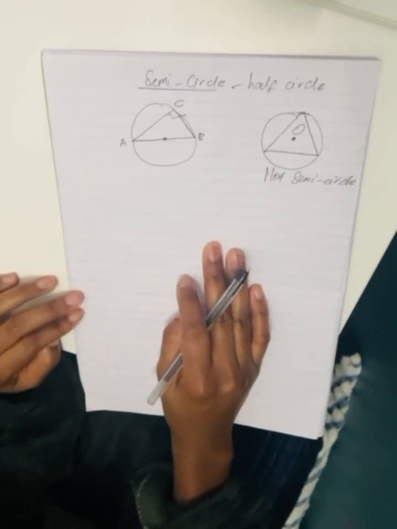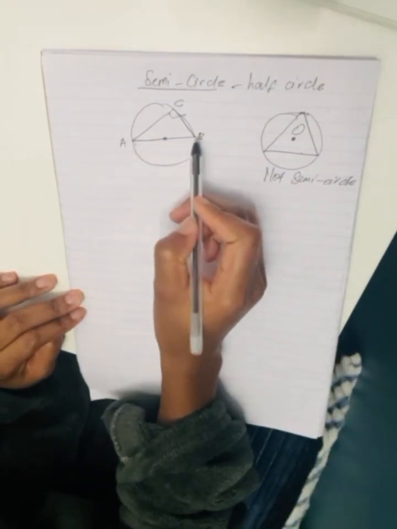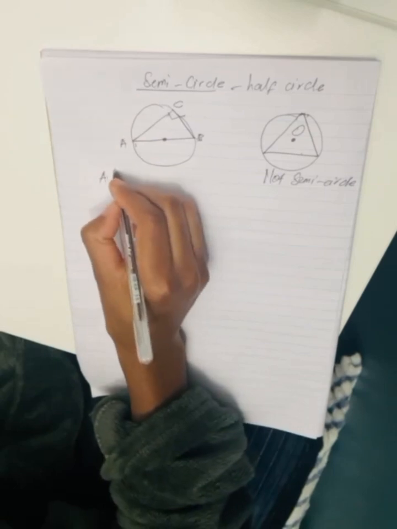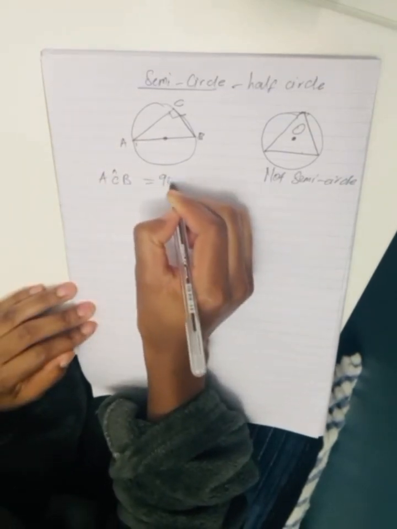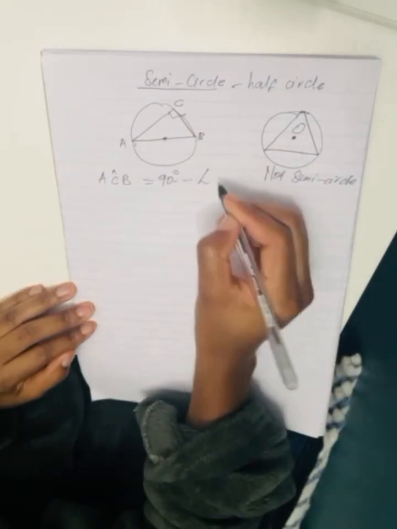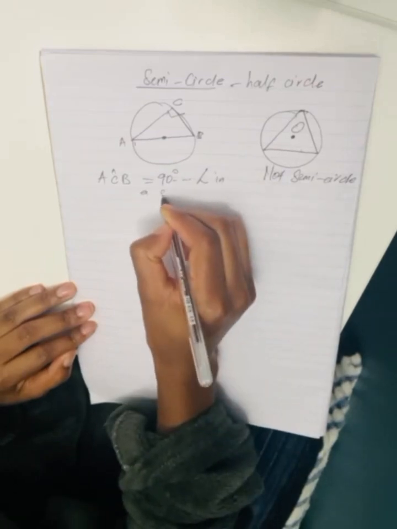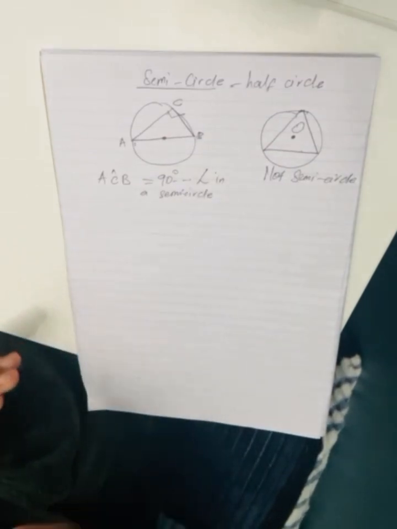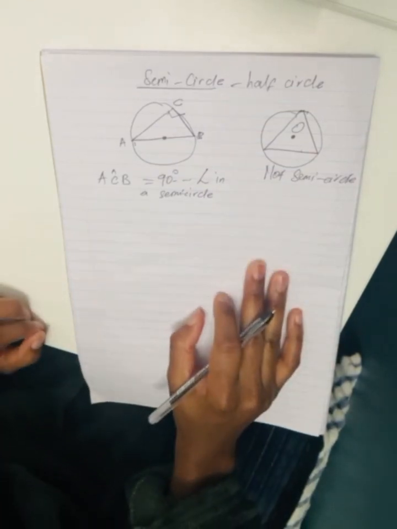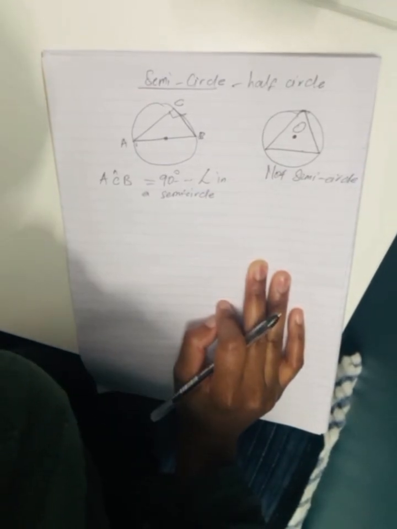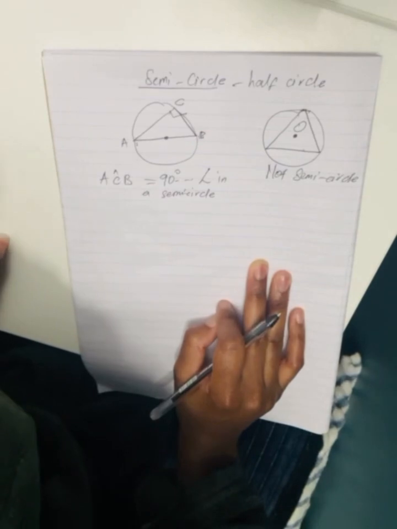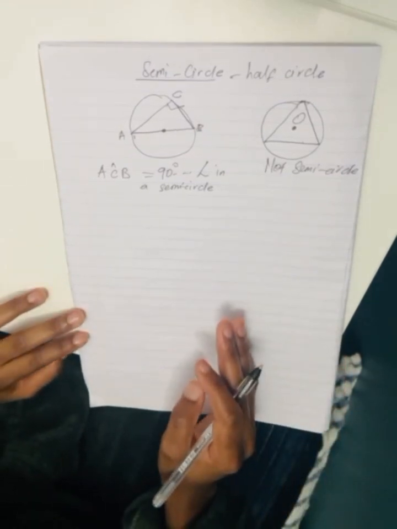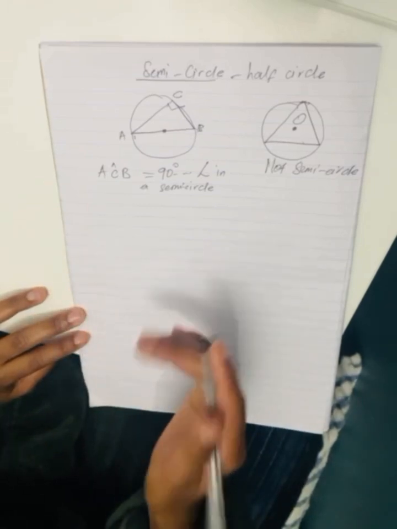So how do you prove a semicircle? A semicircle always subtends an angle of 90 degrees. So we're saying that angle ACB must be equal to 90 degrees. The reason is that it's an angle in a semicircle, right? So every time it's a semicircle, it subtends a 90-degree angle. And then now we need to check the other theorems, right? It's the circumference center theorem.